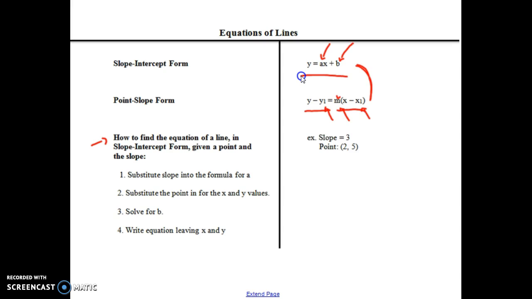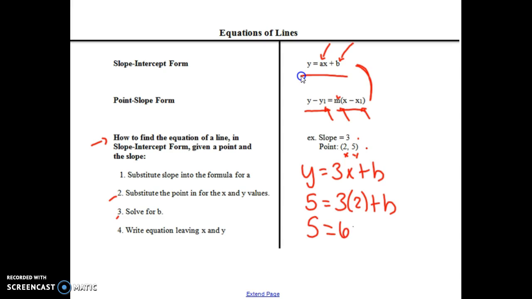So the first thing we would do is substitute in the slope for A in the formula. For example, if I had a slope of 3 and a point (2, 5), I would first substitute in 3 for my a value, and I have y = 3x + b. I need b now. So the second step says substitute the point in for the x and y value. So I take my point, remember x, y: 5 = 3(2) + b. Now I solve for b.